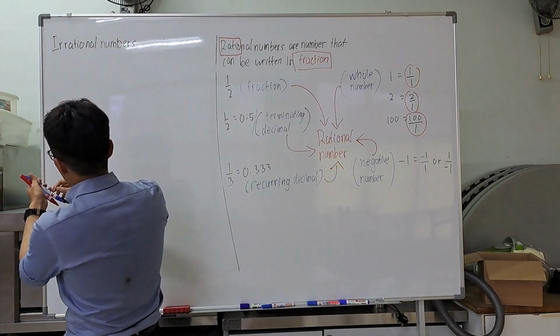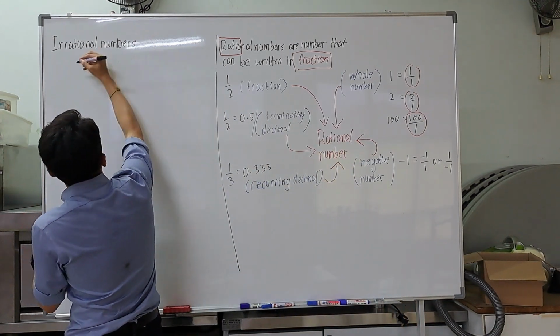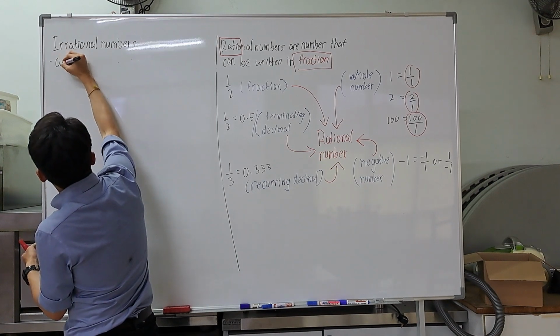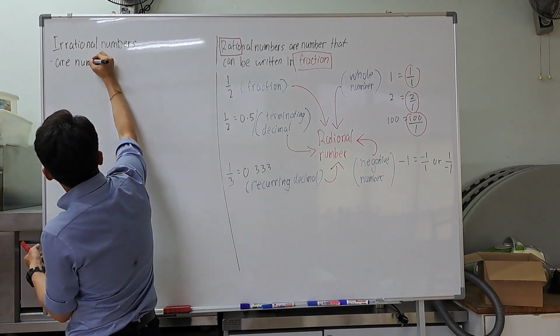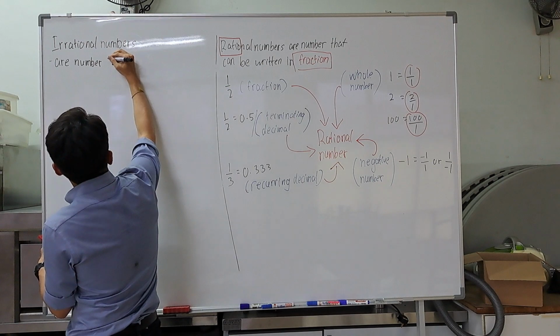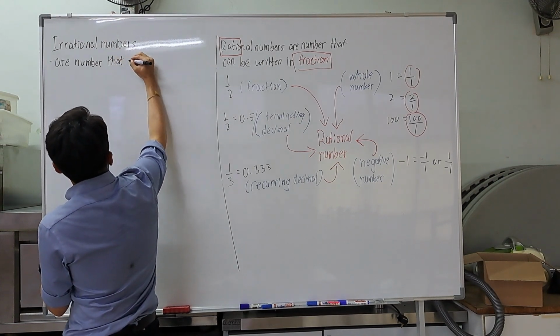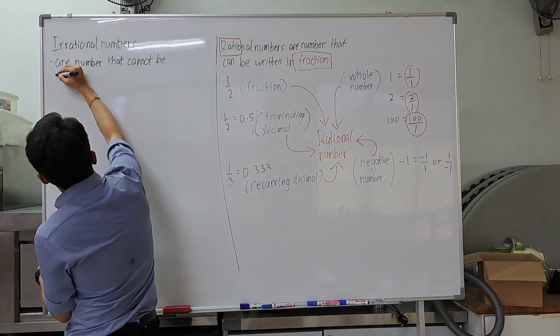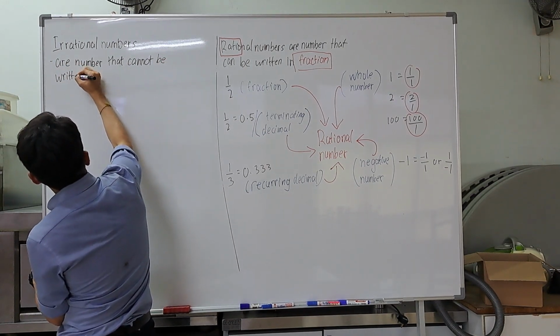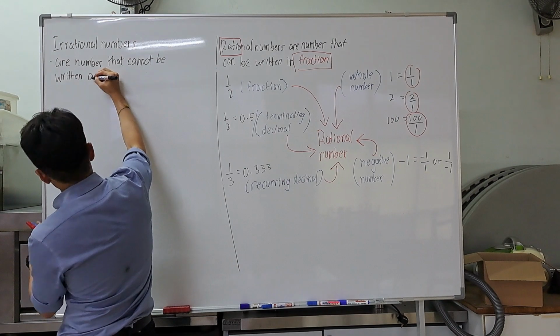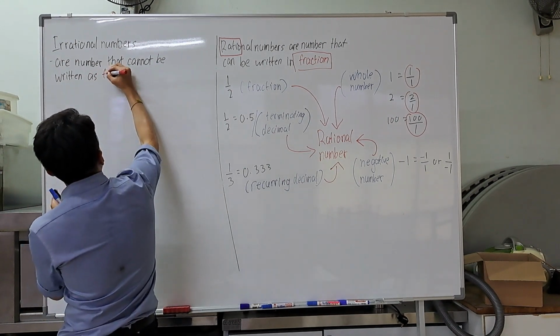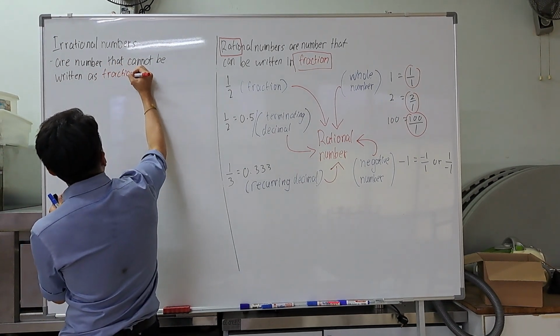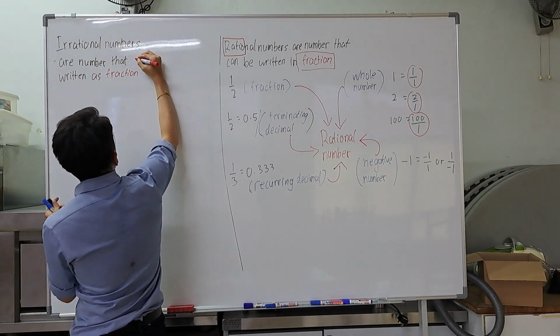Irrational numbers are numbers that cannot be written as a fraction. Let me highlight this one. It cannot be.